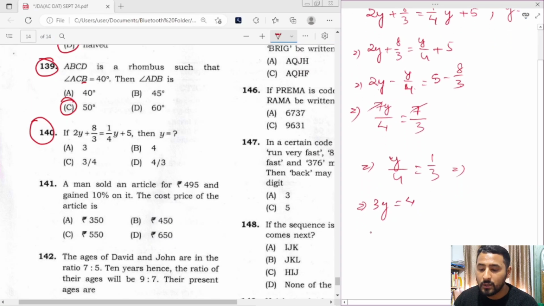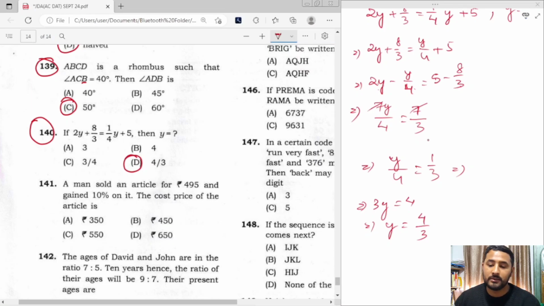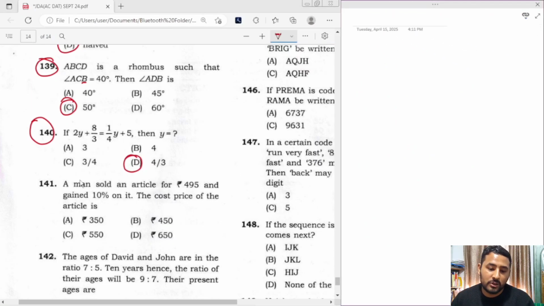3y equal to 4. So y will be how much? y will be equal to 4 by 3. Clear? So the answer will be 4 by 3. Let's go next. That is question number 141.